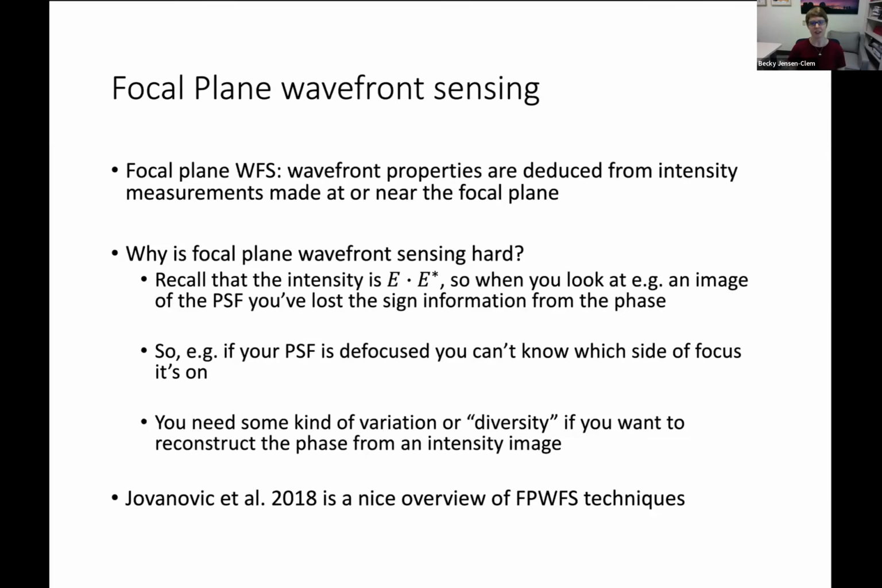Some of the cons are that most focal plane wavefront sensors, in fact, all that I know of, don't have sufficient dynamic range to contend with atmospheric turbulence. So oftentimes these have to work as a second stage wavefront sensor after you've already cleaned up the wavefront with some first stage AO system. Also, they tend to be inherently chromatic because the focal plane image is going to be magnified or demagnified based on the wavelength.